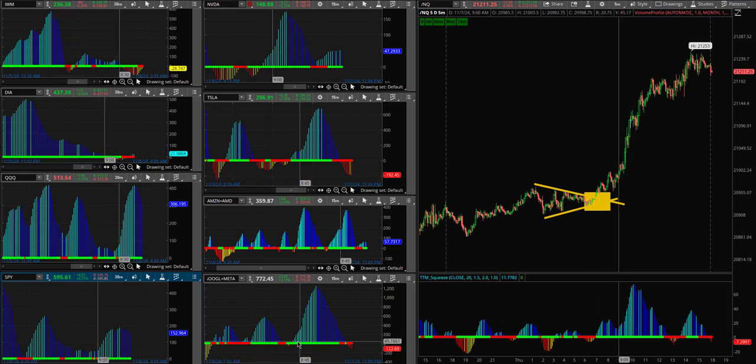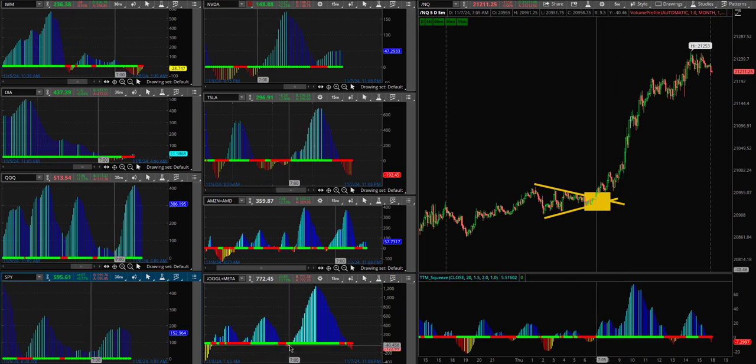Now this guy, Google and Meta came up right here. They came out of the squeeze too. So we can see which direction the squeeze is coming out. That means which way is the Bollinger going to blow? This way or that way?